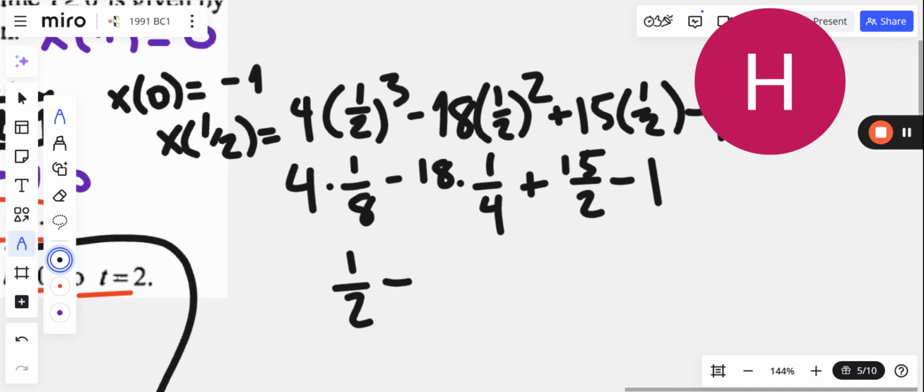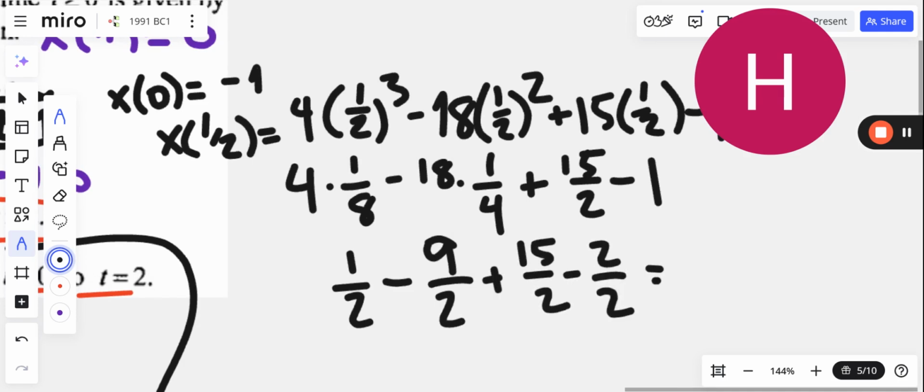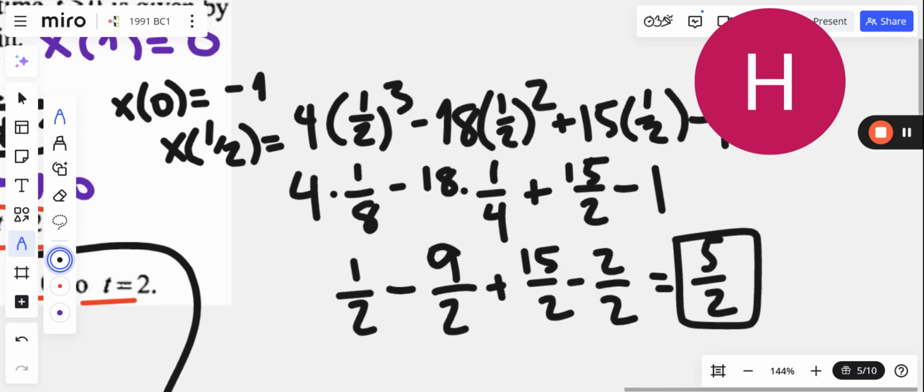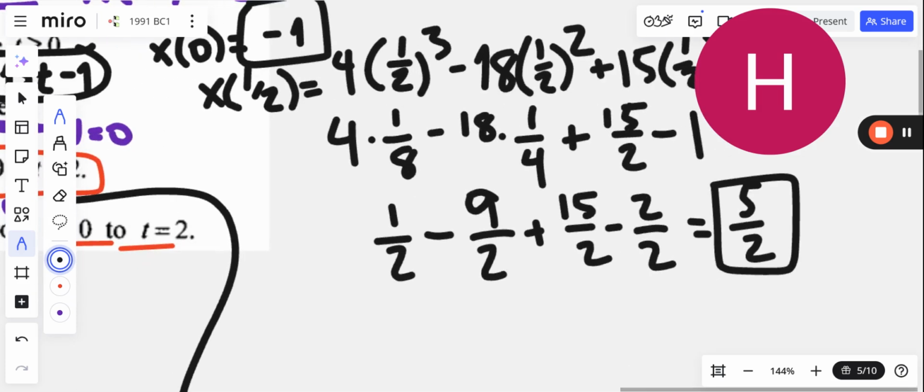So this is 1 over 2. This is 9 over 2. 18 over 4 is 9 over 2, plus 15 over 2. And then we can just call 1 as 2 over 2. So that wasn't too bad. Let's see. 1 plus 15 is 16. 9 plus 2 is 11. 16 minus 11 is 5. So we have 5 over 2 is x of 1/2. -1 is x of 0.